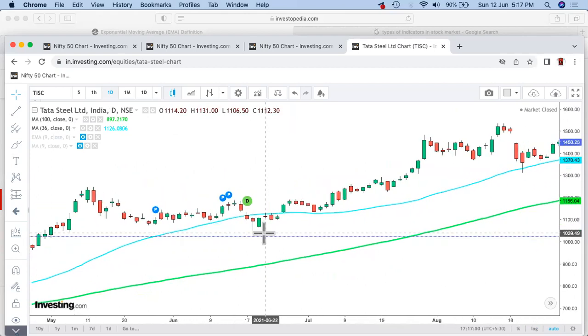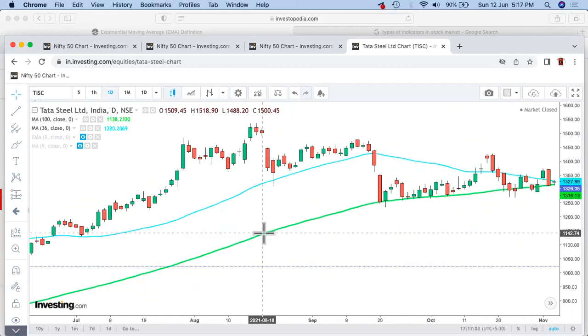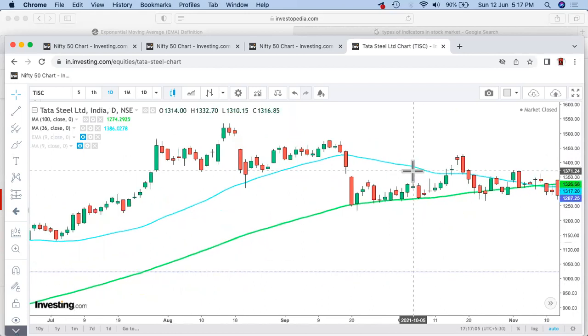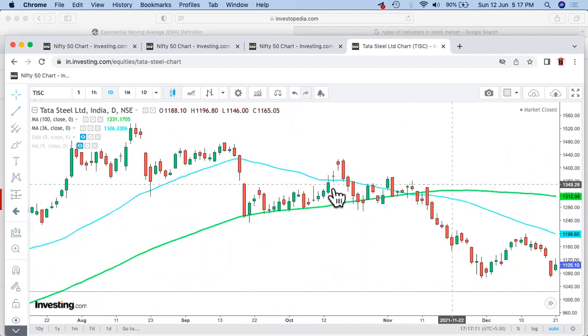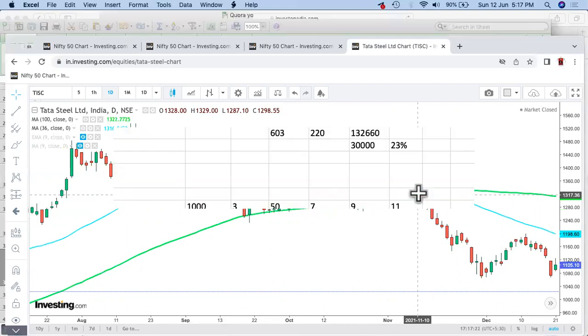Both are in an uptrend. When they start moving, for example, this has started moving in a downtrend and it comes down. So probably at this crossover, when this is still positive and this has started moving down, I can terminate my trade over here. So this is how it is with moving averages.